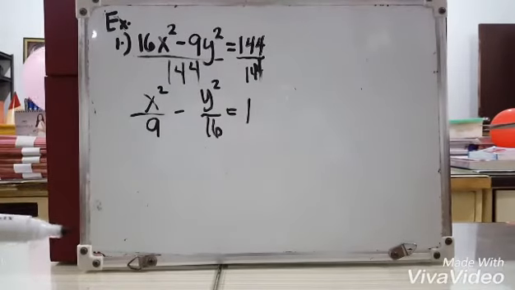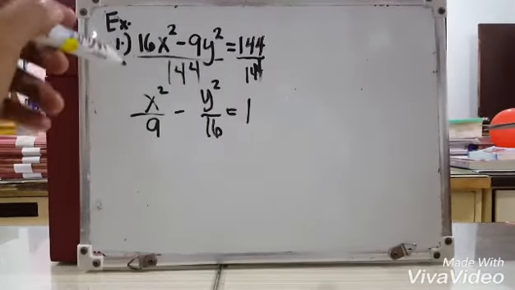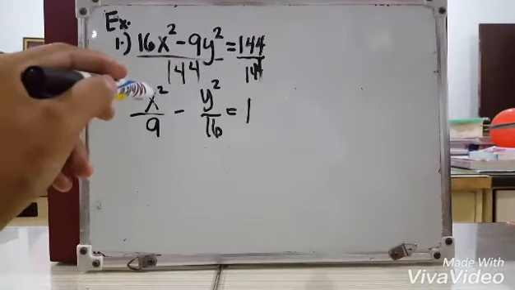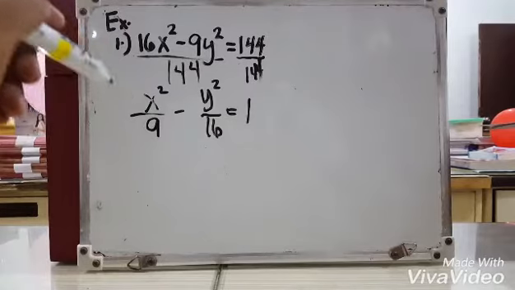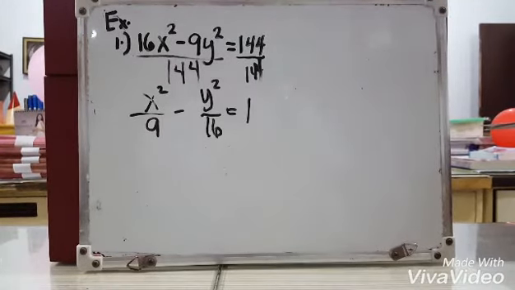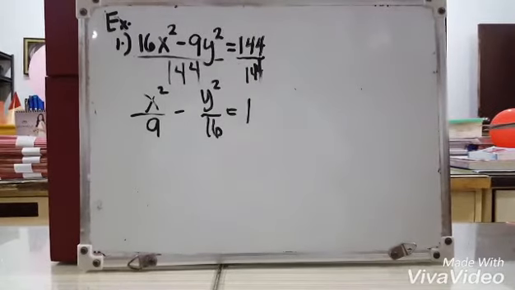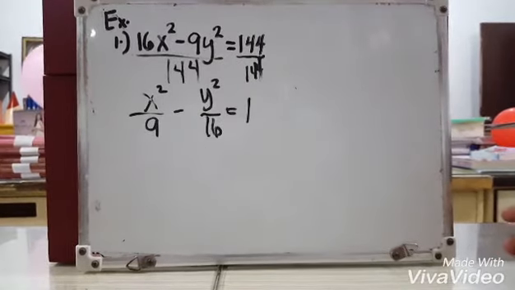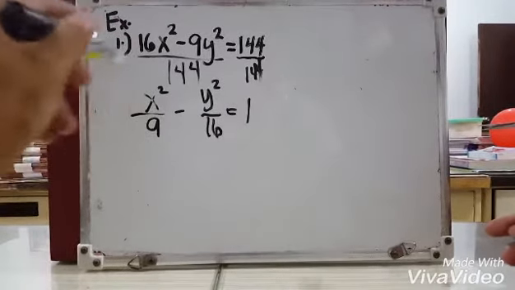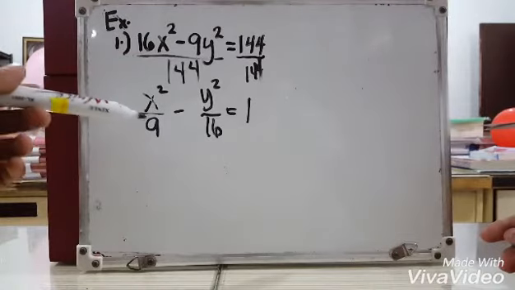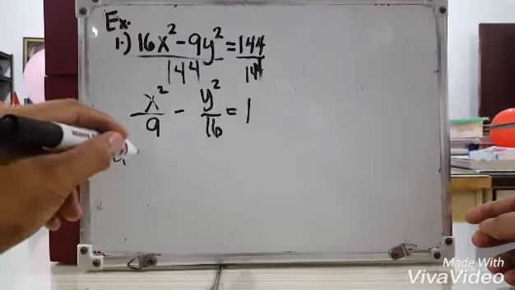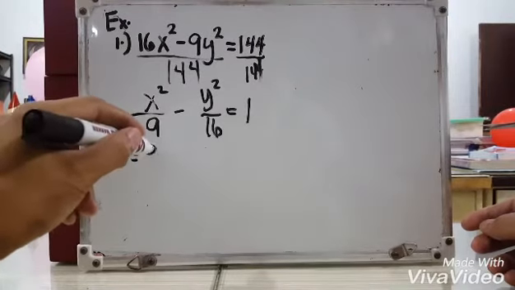Now again, take note, class, since the positive variable here is x squared, therefore the form of our graph is a hyperbola that opens both to the left and to the right. And take note from our previous discussion that the denominator of the positive term will automatically be equal to a squared. So, a squared will be equal to 9.